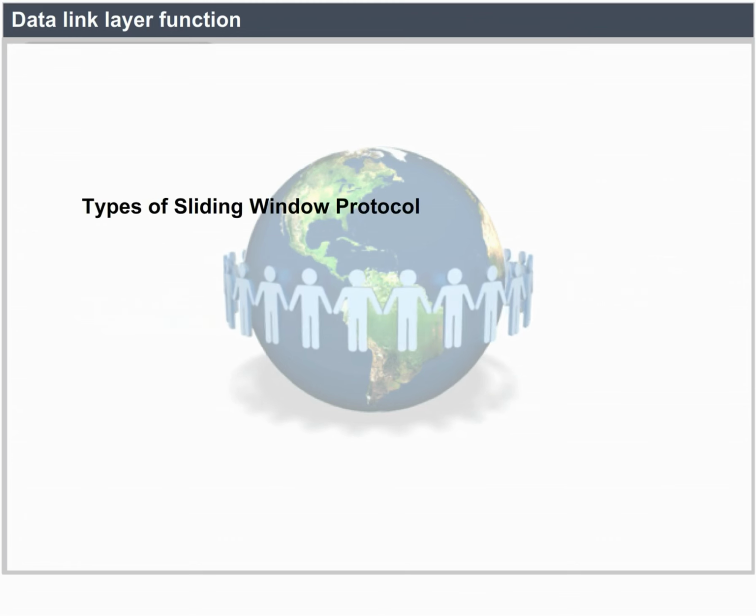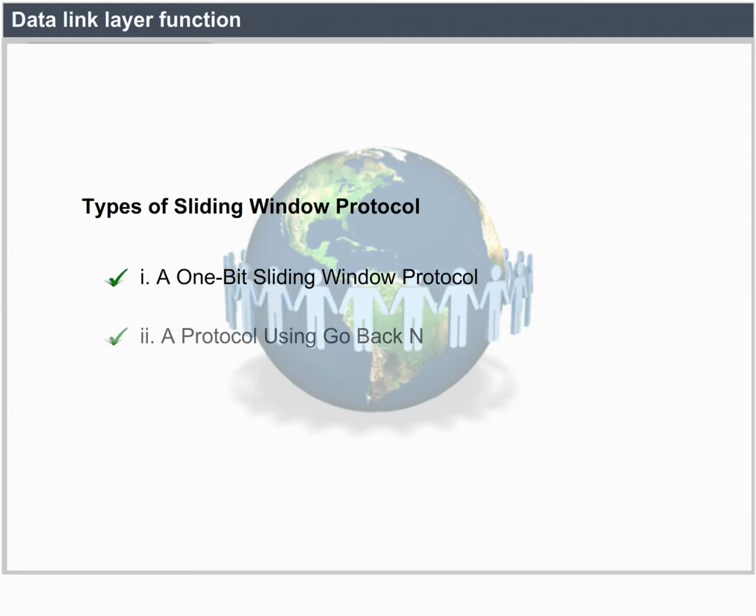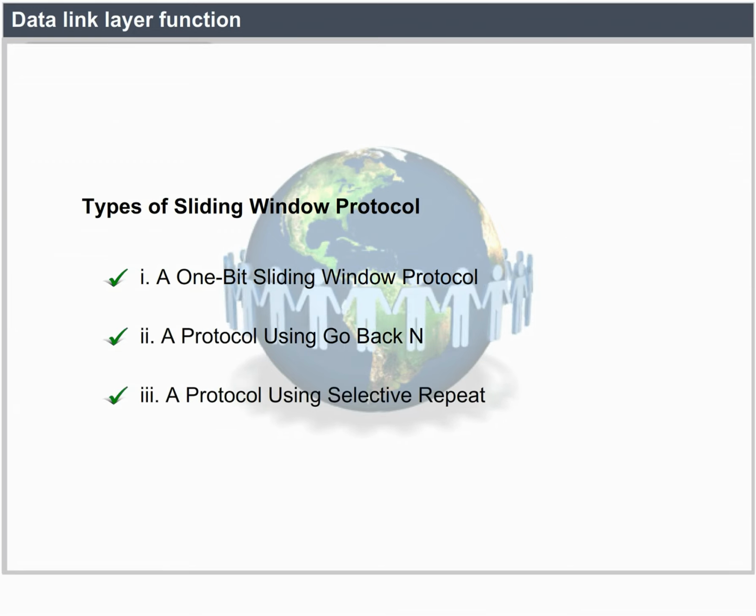Types of sliding window protocol. 1. A 1-bit sliding window protocol. 2. A protocol using go back N. 3. A protocol using selective repeat.